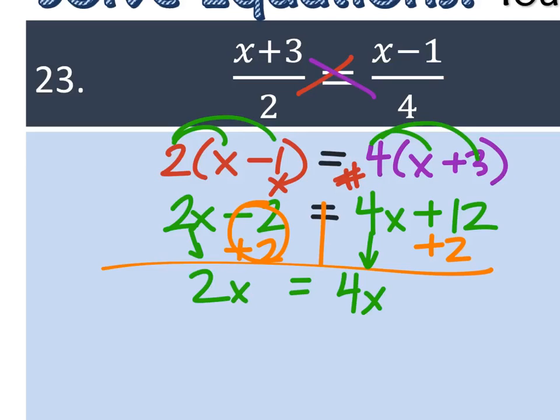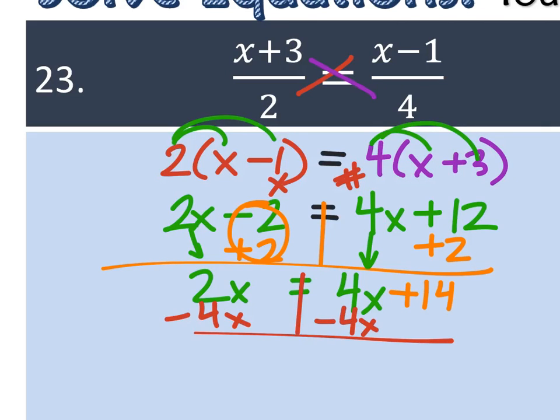And 12 plus 2 is positive 14. But now we've got that 4x in green on the number side of things. Let's zero that out by subtracting 4x from both sides. So now I've got negative 2x equals that positive 14. And finally, divide both sides by negative 2 to make this x equals negative 7.